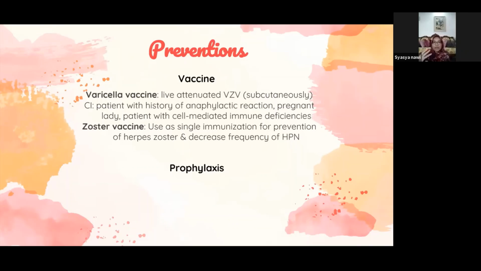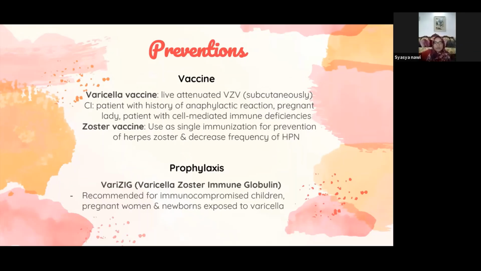But this varicella vaccine is contraindicated in patients with a history of anaphylactic reaction, pregnant women, and also patients with cell-mediated immune deficiencies. And also we have the zoster vaccine. Zoster vaccine is used as a single immunization for the prevention of herpes zoster, and it can also decrease the frequency of post-herpetic neuralgia. I'm sorry, it should be PHN, not HPN.